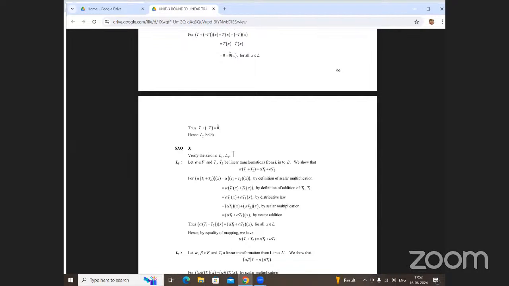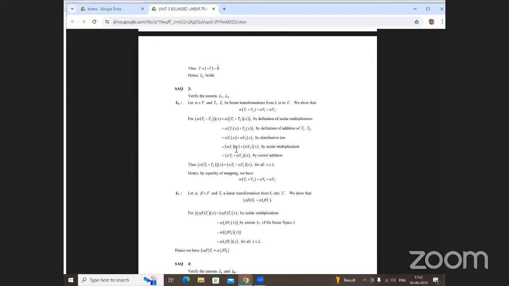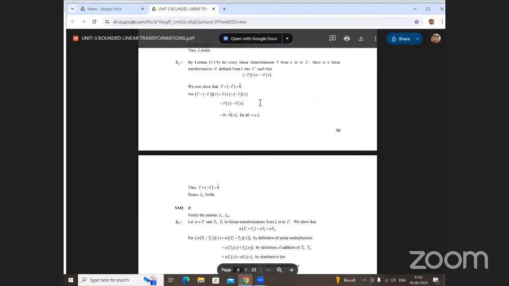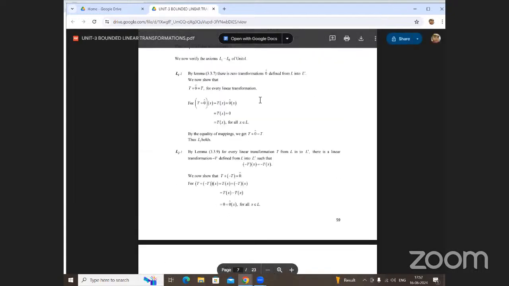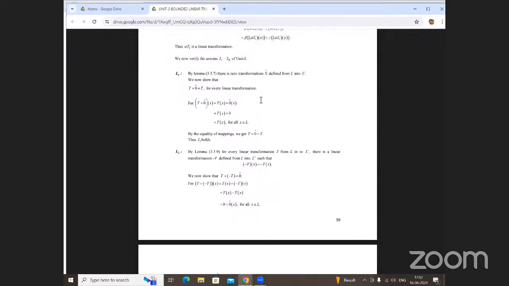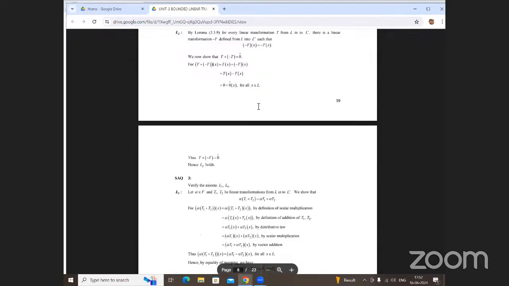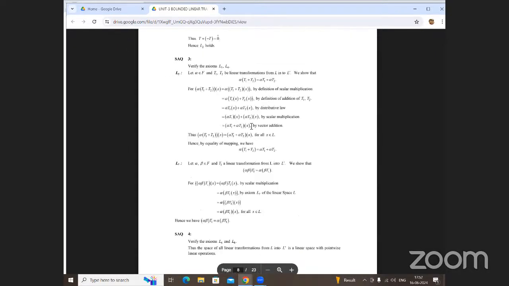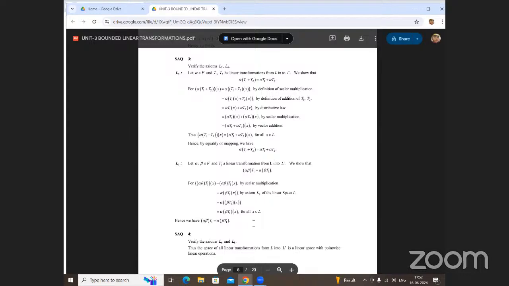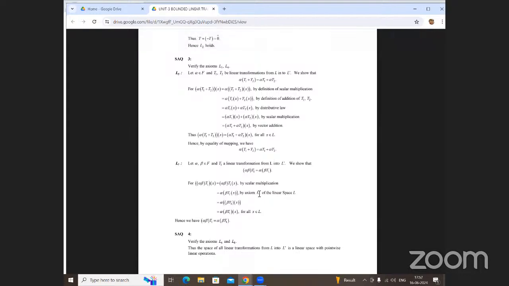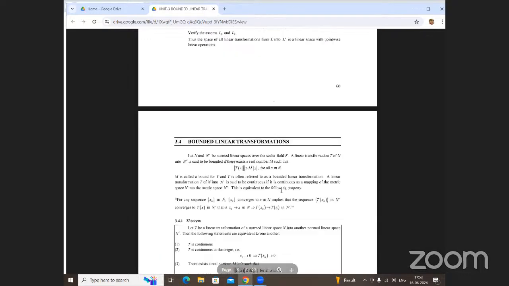L3, L4, L5, L6, L7, L8. All the properties are also involved through the different transformation: T1 plus T2 of x equal to T1 of x plus T2 of x, and alpha T1 of x equal to alpha into T1 of x. This is also a linear space. So different transformation must satisfy all the axioms, all the conditions L1 to L8. So finally, that is the linear space, and at the same time, normal linear space conditions are also verified.